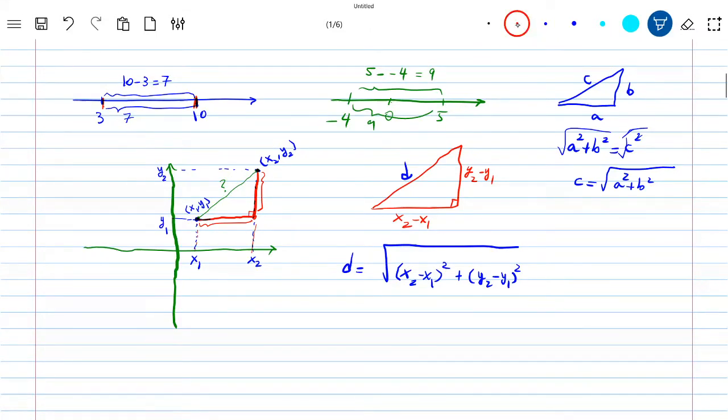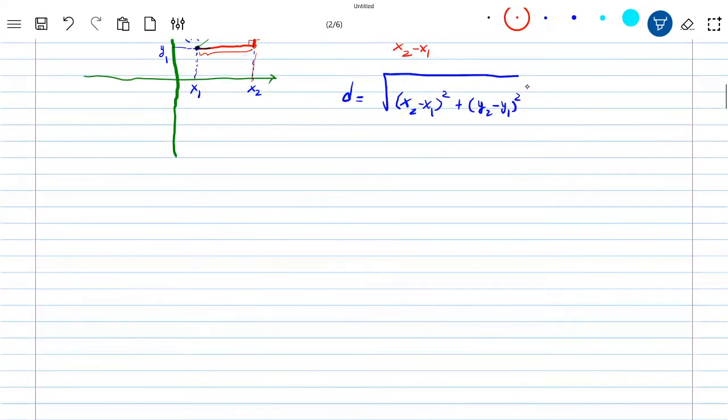Maybe by doing an example, it would be easier. Here, let me pick a green color. An example. Find the distance between the 2 points. Let's say 1 and 3. This is one of the points. The other point is 4 and 7. So you're given 2 points. You're going to figure out what is the distance between these 2 points.